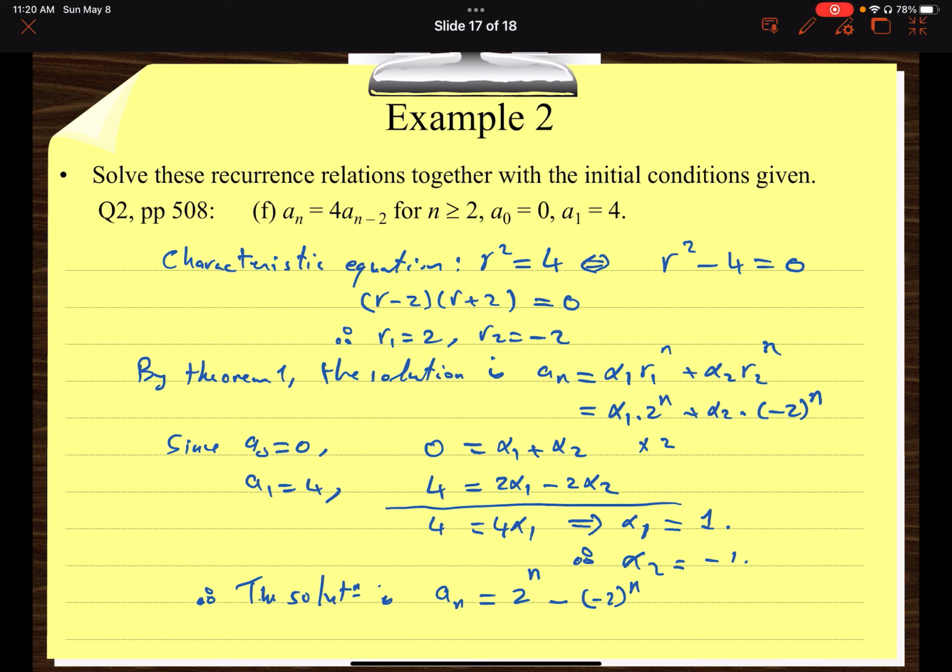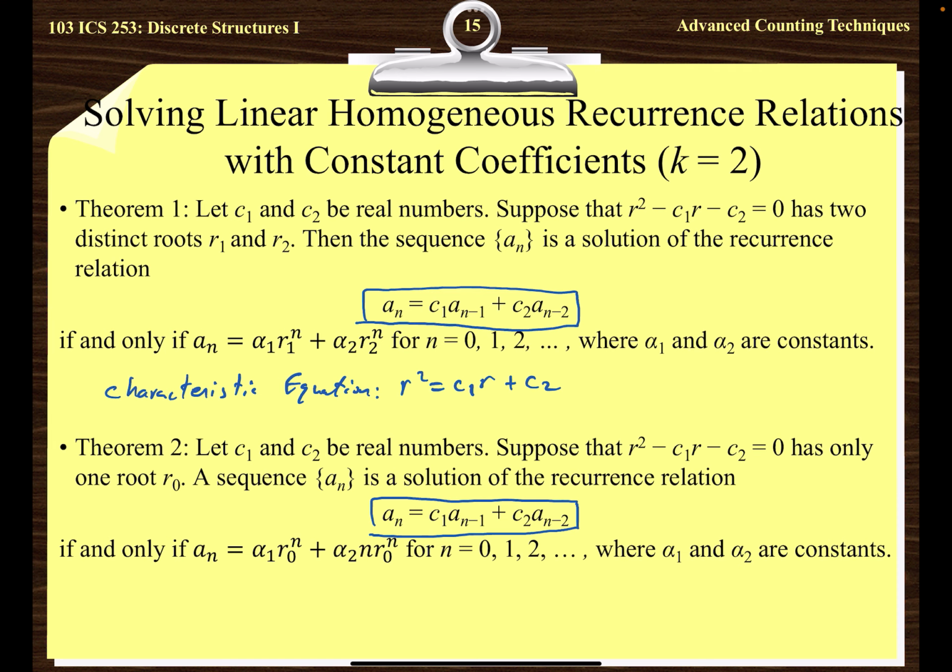The difference between theorem 1 and theorem 2 is that for theorem 2 the second term is multiplied by n. When the roots are distinct it's very simple: alpha 1 r1 to the power n plus alpha 2 r2 to the power n. If the roots are the same, then it will be alpha 1 r0 to the power n plus alpha 2 n r0 to the power n, because you have only one root. So you have to memorize these two solutions. These will not be given to you.